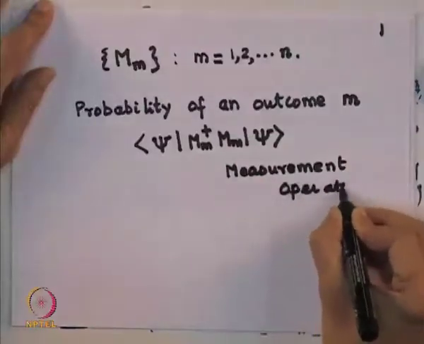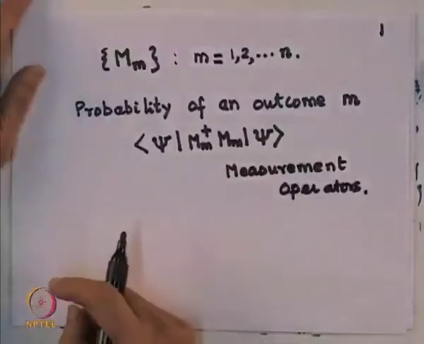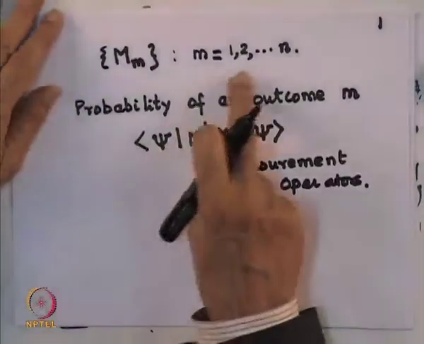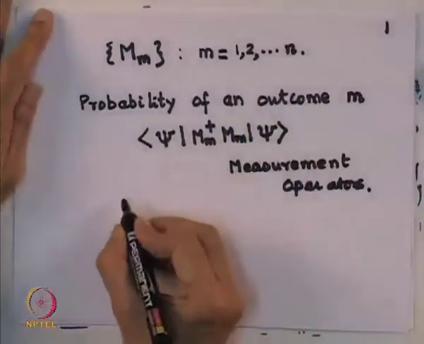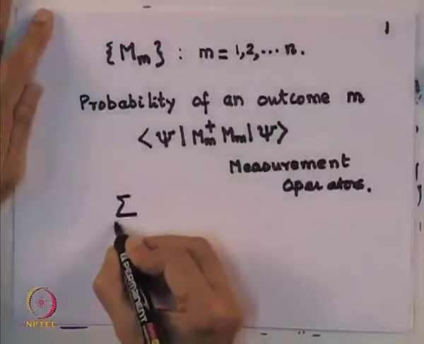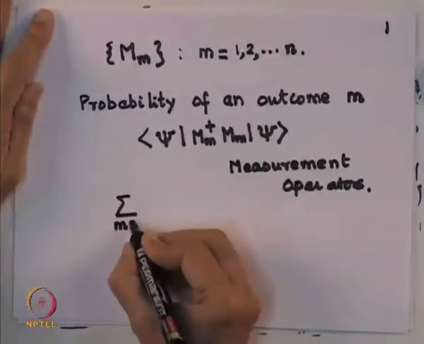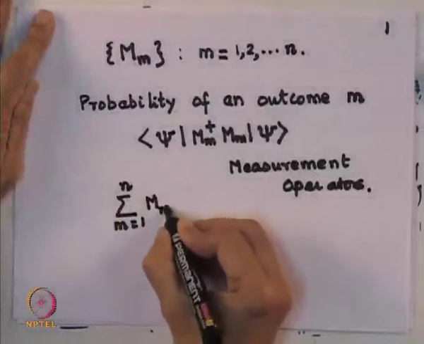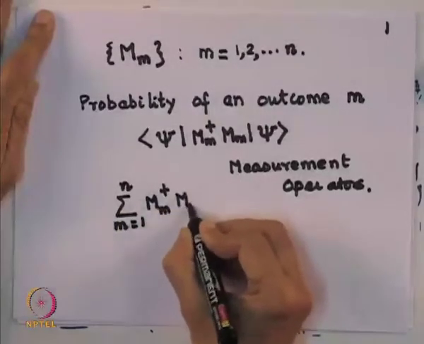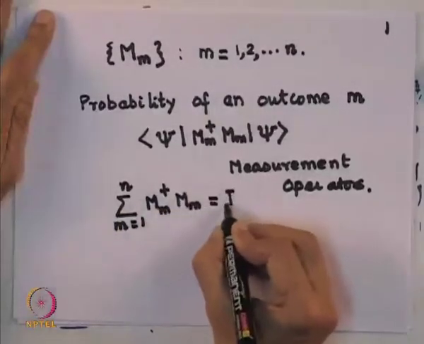Now since the only possibilities are these n values, I must have the sum over m equal to 1 to n of M_m dagger M_m, and that must be a resolution of the identity operator.